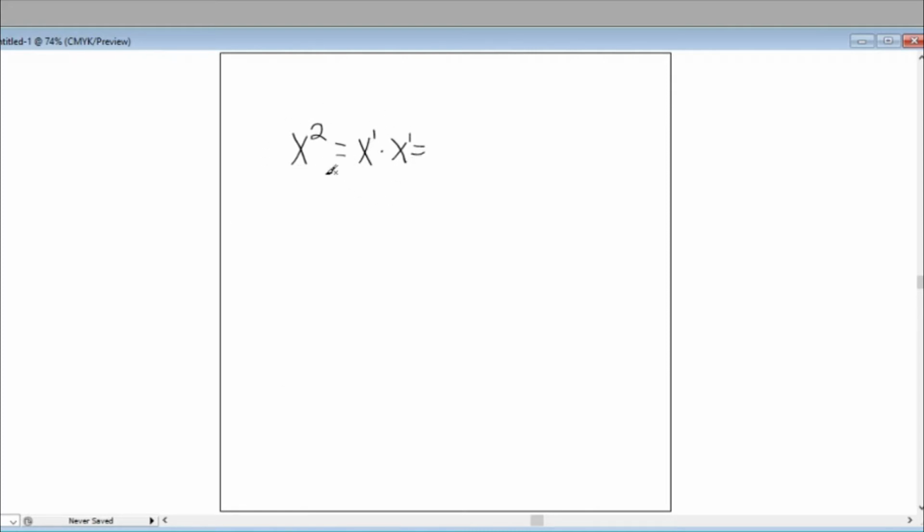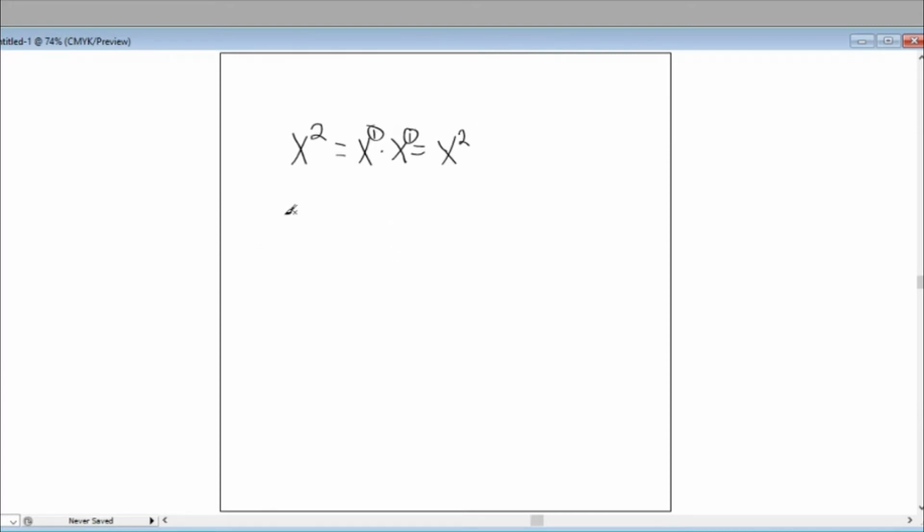Okay. So, we can say that x squared is really x to the first times x to the first. So then we can say, all right, well, x to the first times x to the first, that's just x squared. But why do we say that? Well, what we're doing here is basically taking these powers and we're adding them. So 1 plus 1 equals 2.